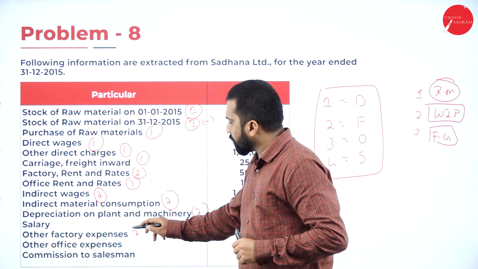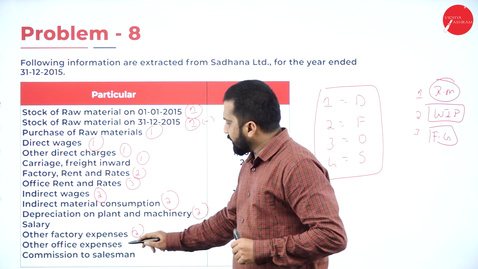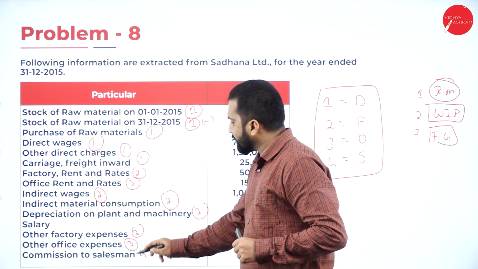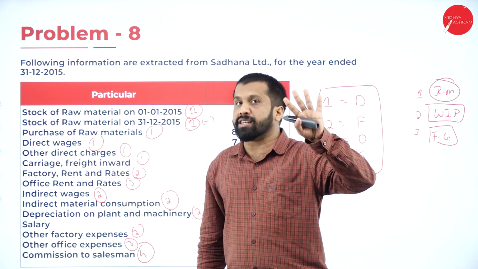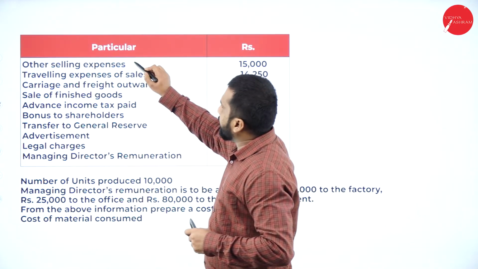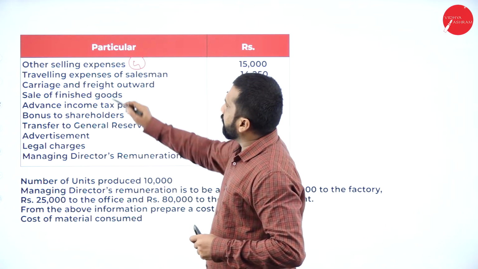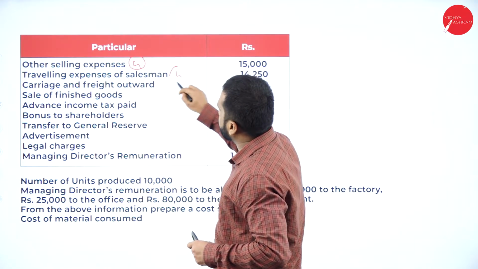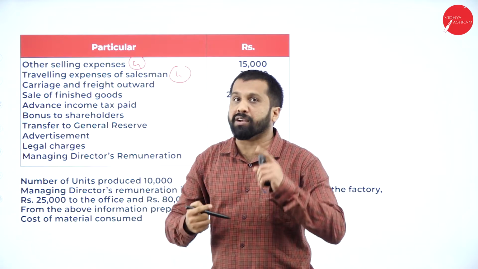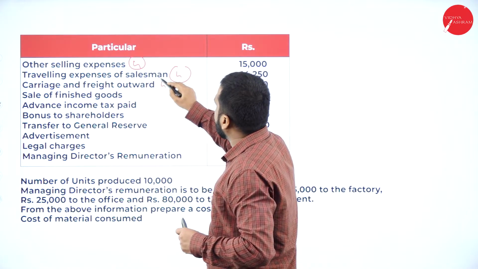Then other factory expenses. Factory means what? 2. Other office expenses 3. Commission to salesman. Salesman means what? Last category 4. Other selling expenses 4. Traveling expenses 4. Carriage and freight outward. Outward means what? Selling and distribution 4.